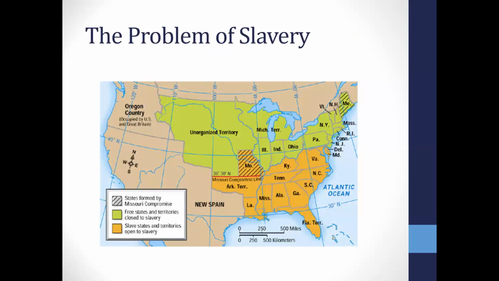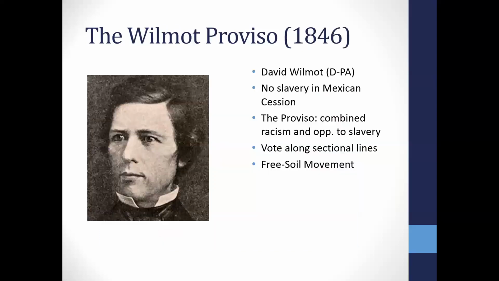You can see the sort of orangish color here are the states that allowed slavery, while the free states have the greenish color, and all the unorganized territory here is left over from the Louisiana Purchase of 1803. Now, the Mexican Cession had just given us all this land. It secured our right to Texas, as well as what is now the southwestern United States. So the question becomes, what happens to this territory? Will it be for slavery, or will it be for free labor?